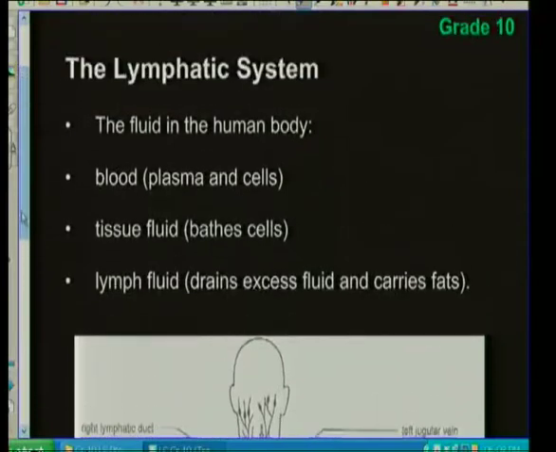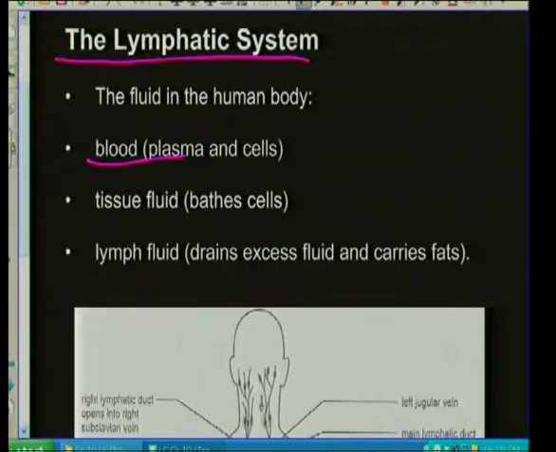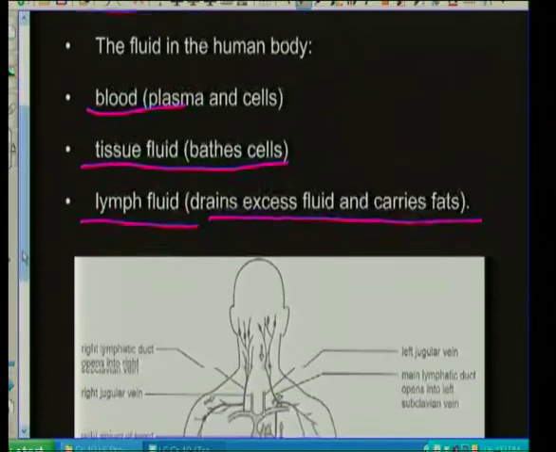We move on to the lymphatic system. The lymphatic system is made up of fluid in the human body, where tissue fluid becomes lymph as we will know it. So what are the fluids that we find in our body? We find blood, where we have plasma and cells; we have tissue fluid, which bathes the cells; and we have lymph fluid, which drains excess fluid, carries fats, and also takes away waste from tissues all over the body.